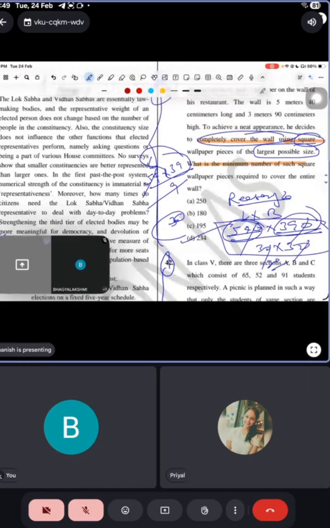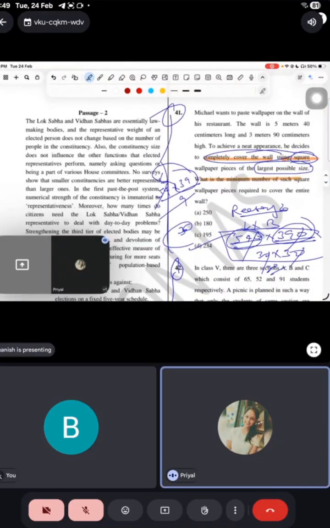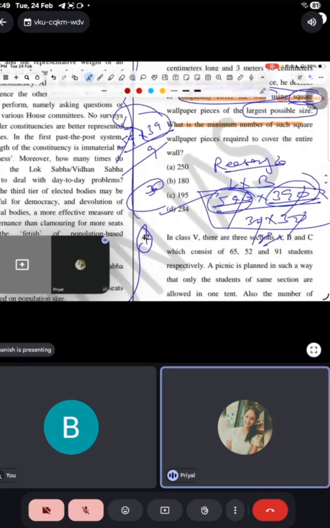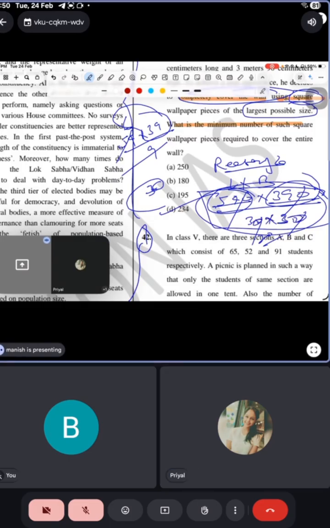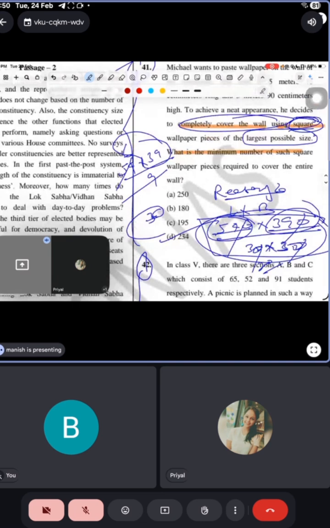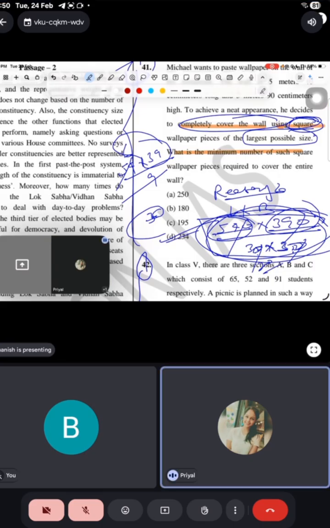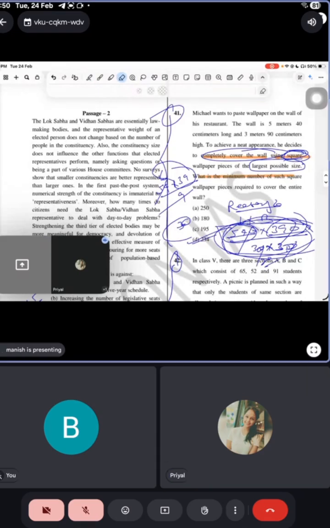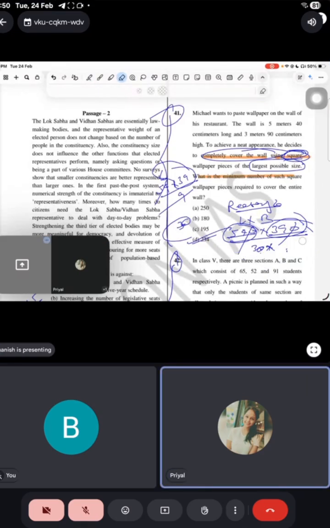Manish asks why I divided by 9. 54 into 39 upon 9, right? Priyal, I solved this. I took the HCF as 30, and the question is saying it is a square. So the side is 30, and the square area is 30 into 30. Now we have to divide the wall area by this. 9 came here, and then you did 54 into 39 upon 9. Okay, good.